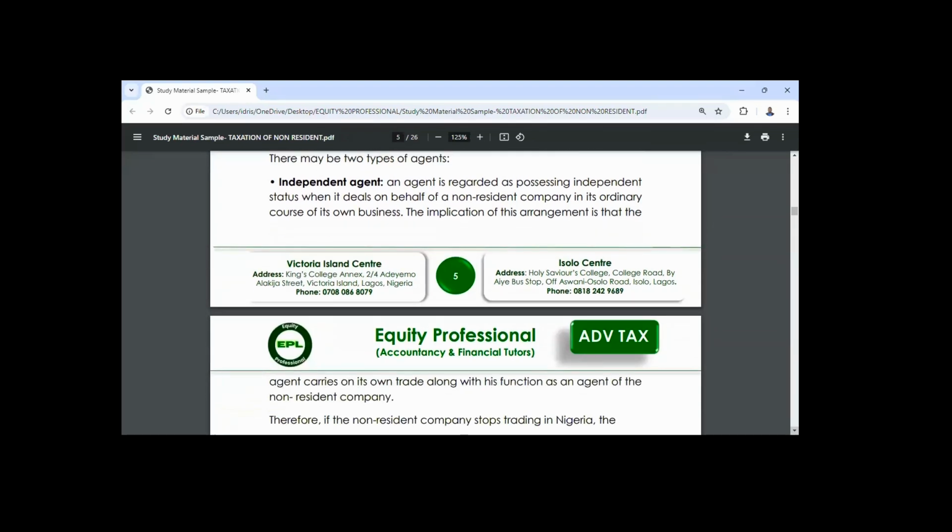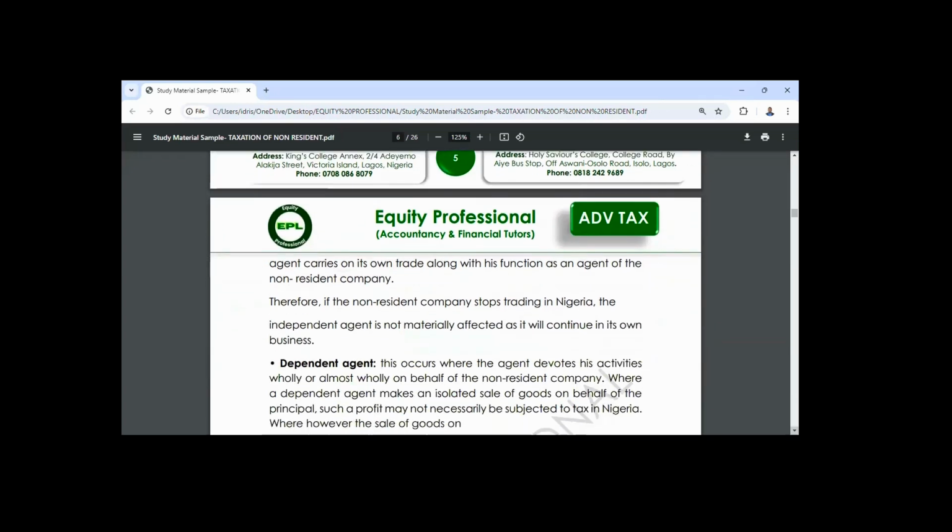What independent agent simply means is an agent that can exist without the principal. Even if the principal is not sending goods to them, they will still continue to do business. Even if the principal is no more in business, they will still continue operating. That one is an independent agent.